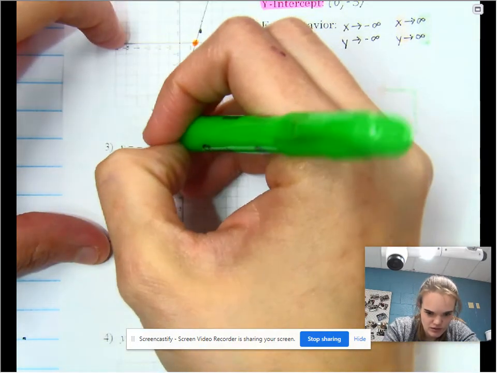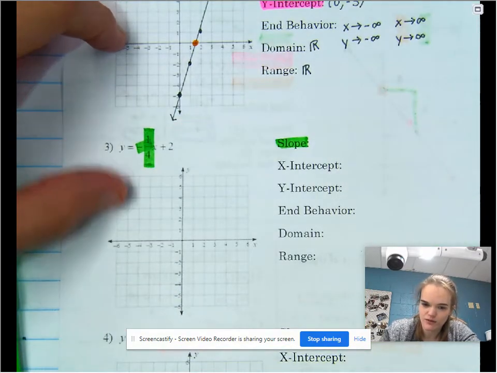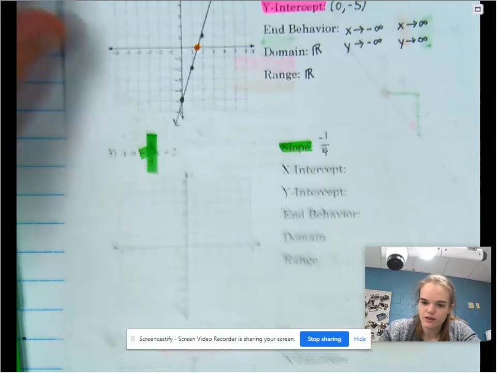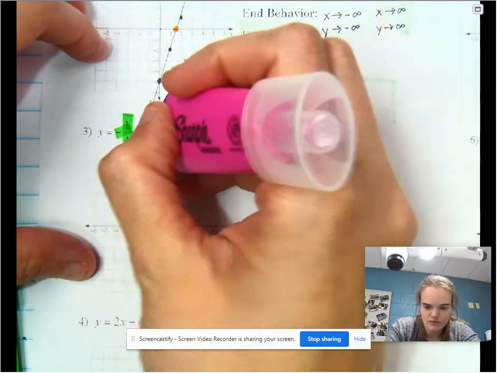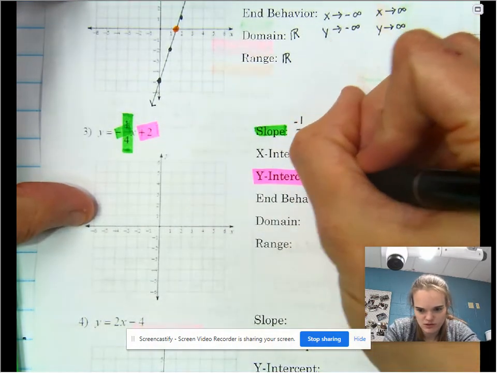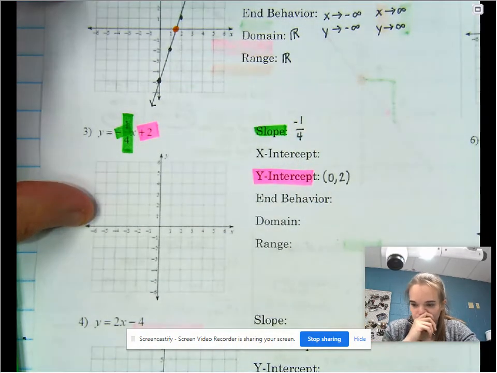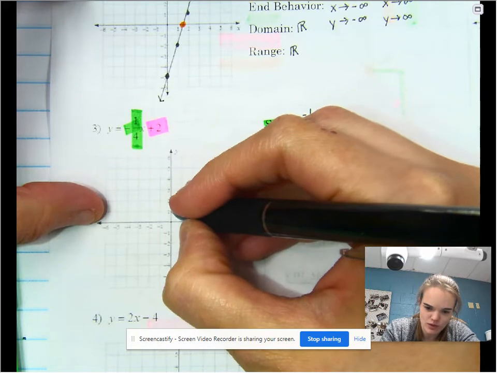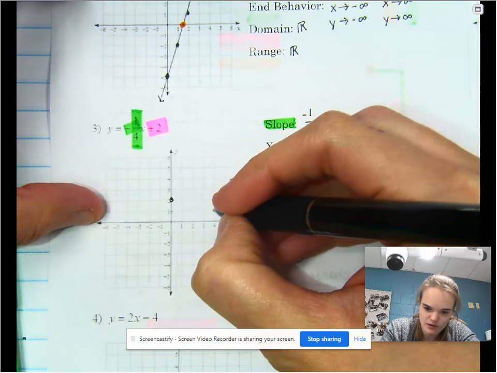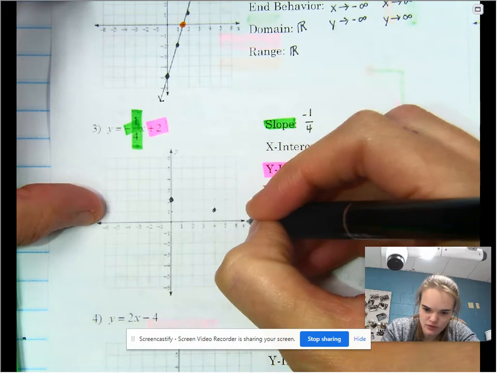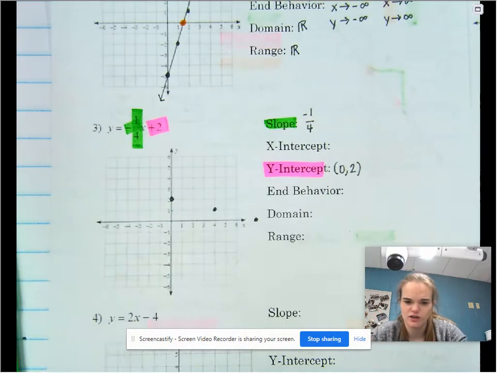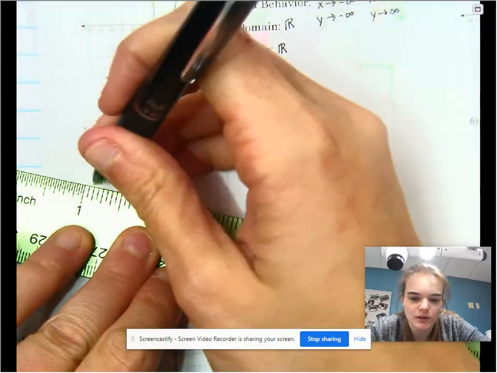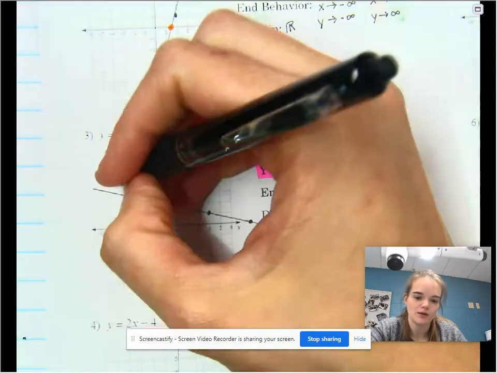Slope is negative 1/4. It's got a fraction, so we're good. Y-intercept is (0, 2). Let's put a point on (0, 2). Go down 1 over 1, 2, 3, 4. Yes, I did something strange. You're going to see why. I went off the graph. Isn't that crazy? You're going to see why I went off the graph in a minute. Okay, here's why I went off the graph.